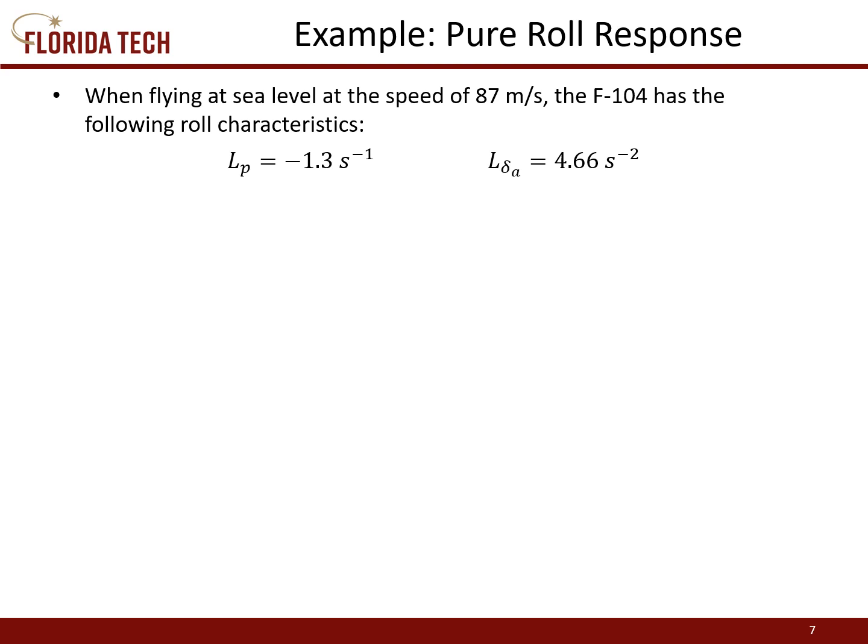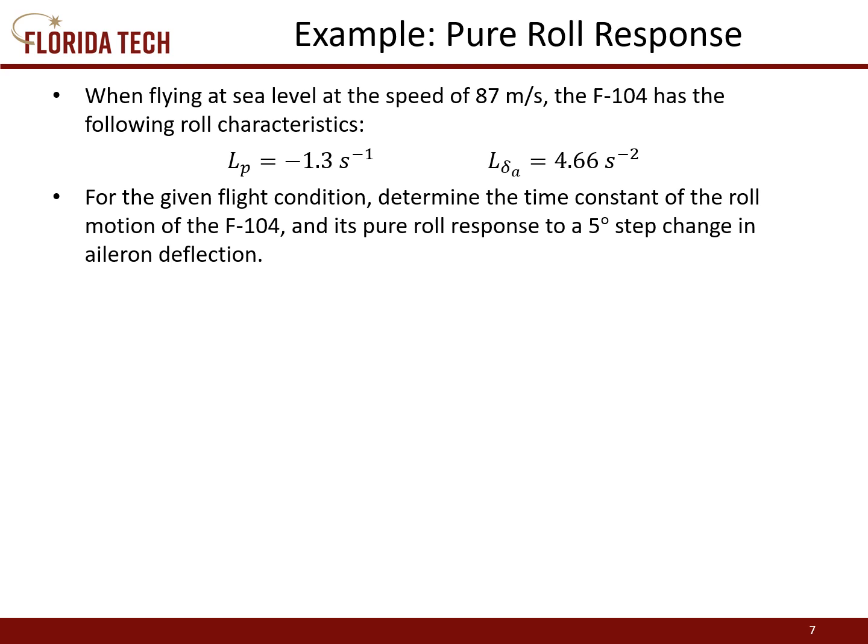Let's go through an example with a real aircraft, the F-104. It's flying at sea level with a speed of 87 meters per second, and we have the following roll characteristics with L_p and L_delta_a given. We want to determine the time constant for the roll motion and its pure roll response to a 5-degree step change in the aileron deflection.